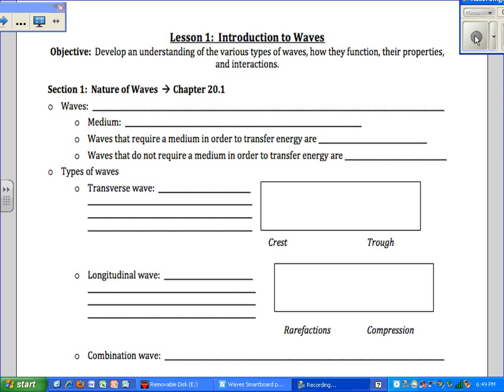Okay, hello class. Today what we're going to be doing is going over lesson 1, an introduction to waves. This is part of physics unit 2.